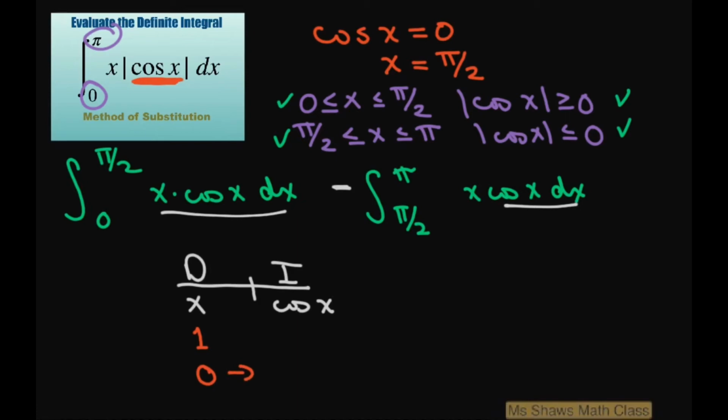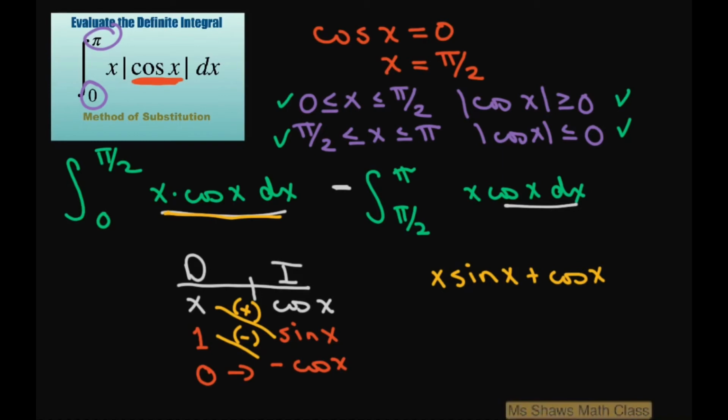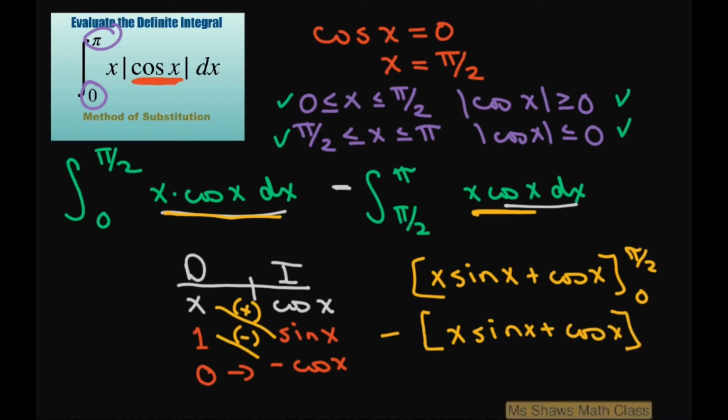The antiderivative of cosine of x is sine of x, and the antiderivative of sine of x is negative cosine of x. So you multiply these, but it's plus and then minus. When you integrate the first piece, this is going to be x sine of x, and then two negatives here, plus cosine of x, evaluated from 0 to pi divided by 2. And this one's going to be the same, but you do minus, and then we have x sine of x plus cosine of x, evaluated from pi divided by 2 to pi.